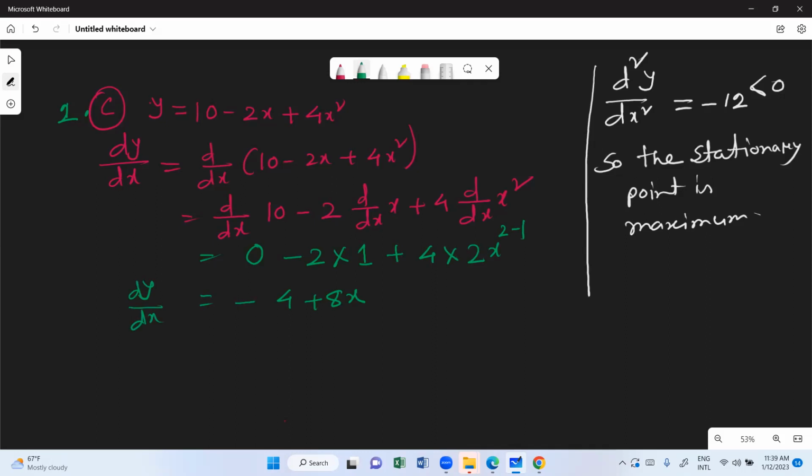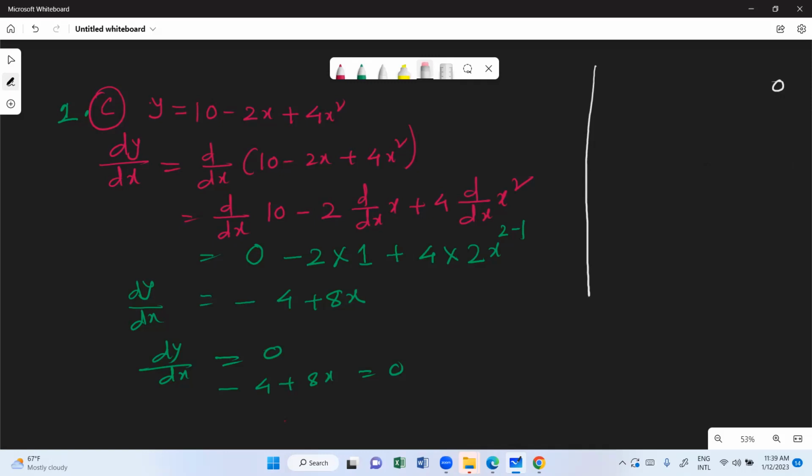If we want to find out the x coordinate of the stationary point, dy by dx equals to 0. So minus 4 plus 8x equals to 0. So 8x equals to 4, x equals to 1 by 4. Wait, this is 2. That one is 2. This is 1 by 4, not 1 by 2. This is 1 by 4.